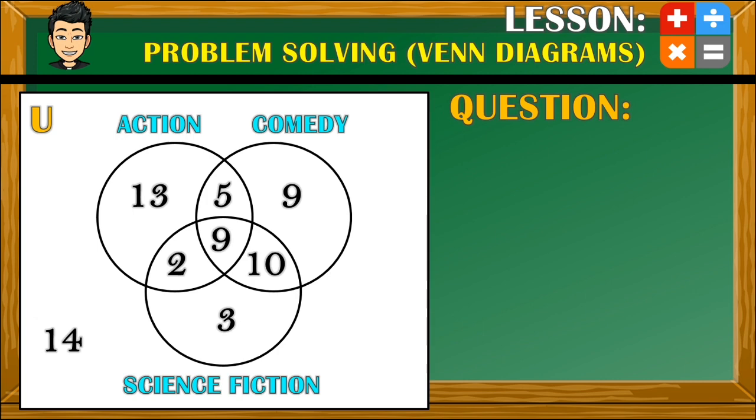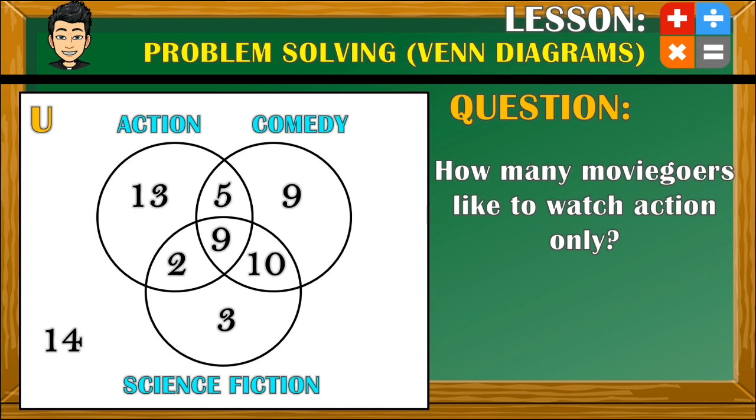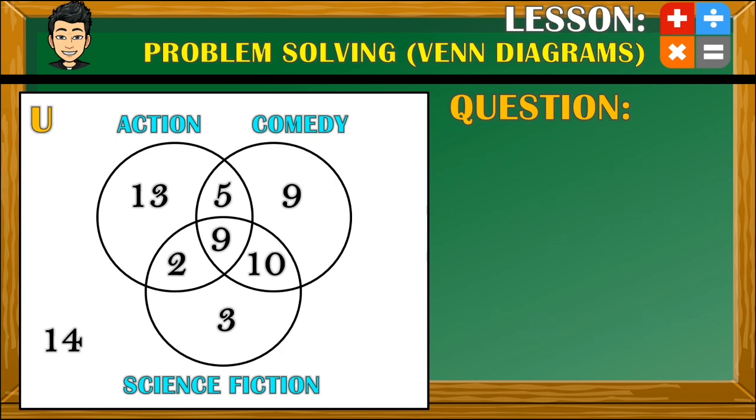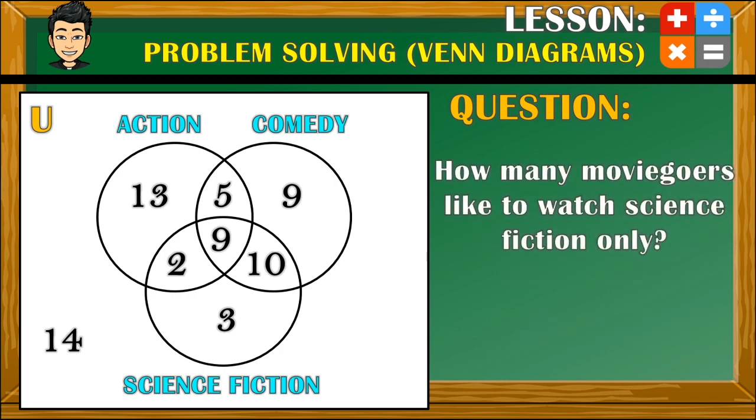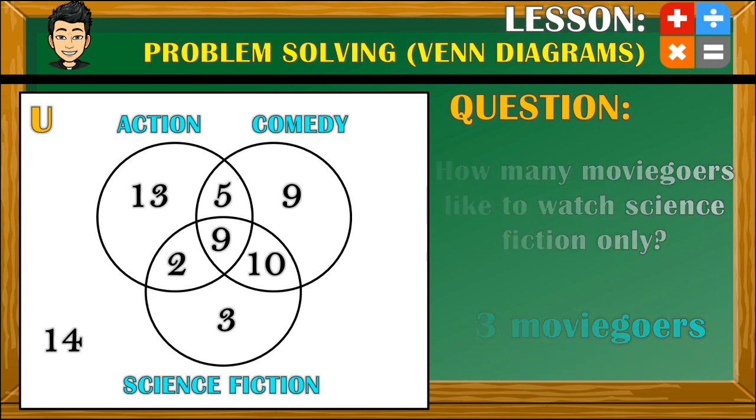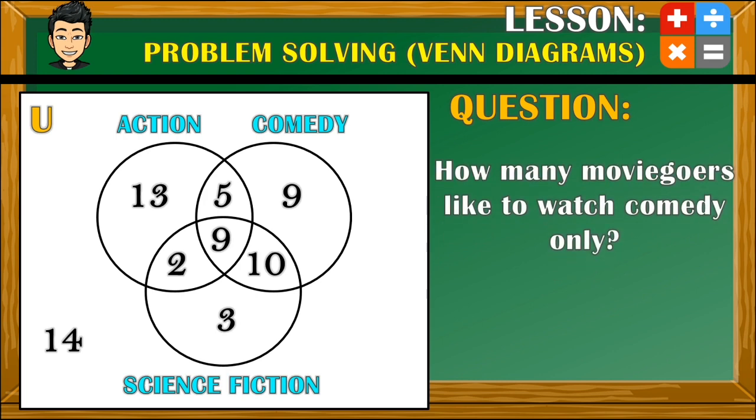Now, let us answer the following questions. How many moviegoers like to watch action only? Yes, there are 13 moviegoers. How many moviegoers like to watch science fiction only? There are 3 moviegoers. How many moviegoers like to watch comedy only? Yes, the answer is 9.